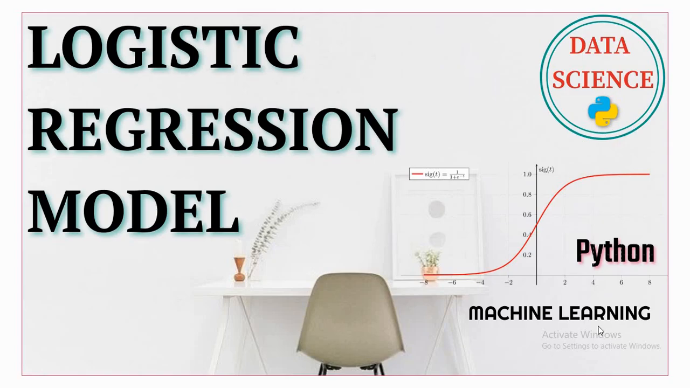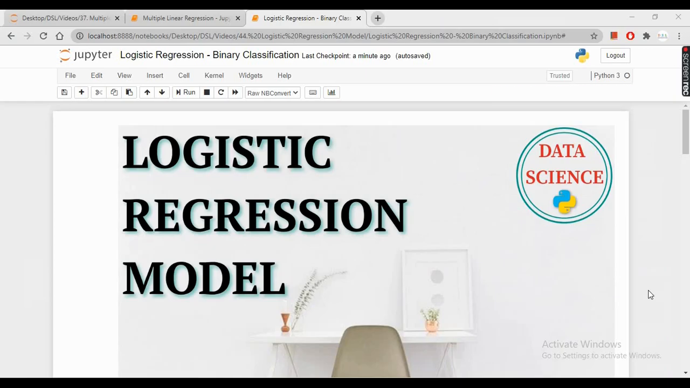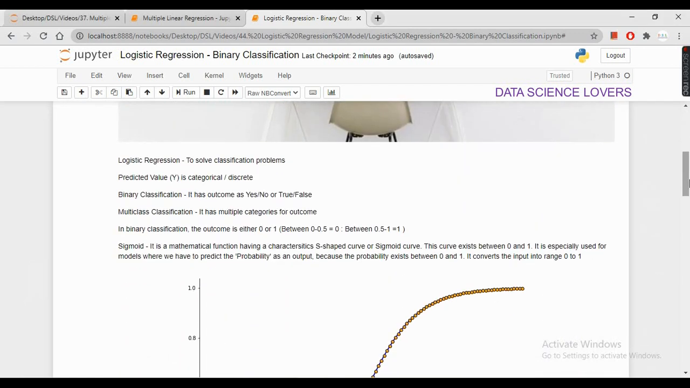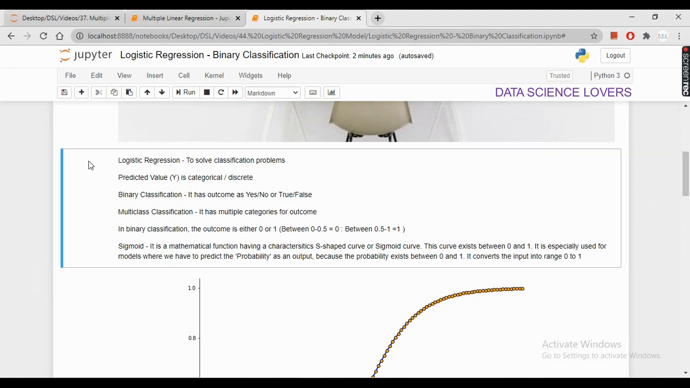In this video, we will see what is logistic regression and how to build a logistic regression model with Python. A logistic regression model is used to solve classification problems. Here, the predicted value or predictive variable, which is denoted by y, is categorical or in discrete form.